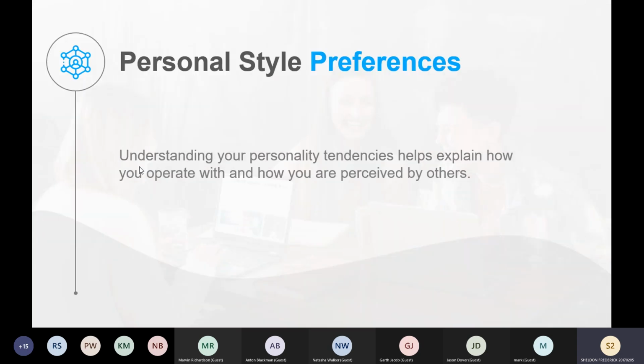So, personal style preferences. You may see yourself as a caring person committed to being fair and just, yet you might be puzzled why some people perceive you as judgmental or rigid. Understanding your personality preferences will help to explain how you function in the world and how you're perceived by others.